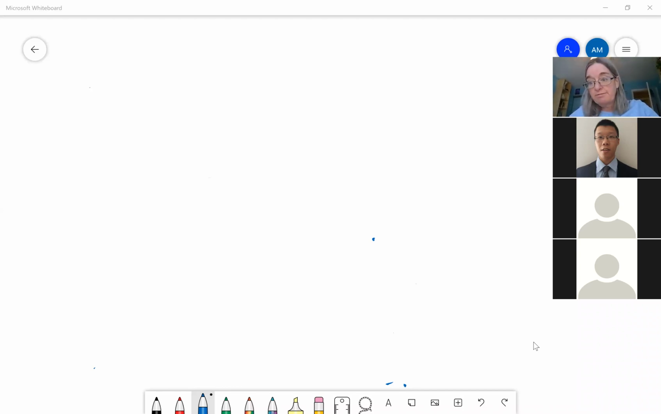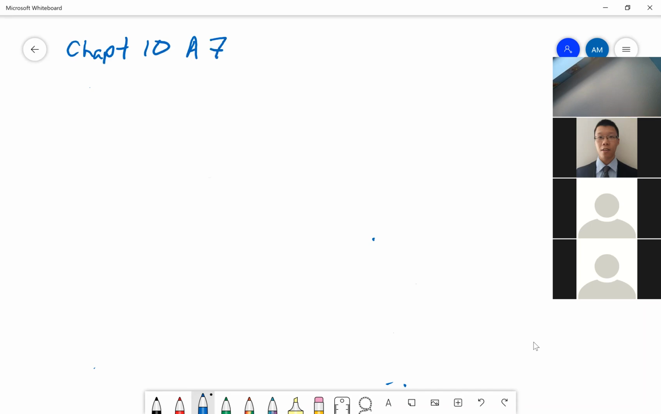Now you aren't going to see me for a bit because it's just easier for me to draw on this flat. So we are talking chapter 10, additional problem 7. A soccer ball is kicked from the playing field at a 45-degree angle. If it is in the air for 3 seconds, what is the maximum height achieved? So we have our soccer ball. It's going to go off at 45 degrees.